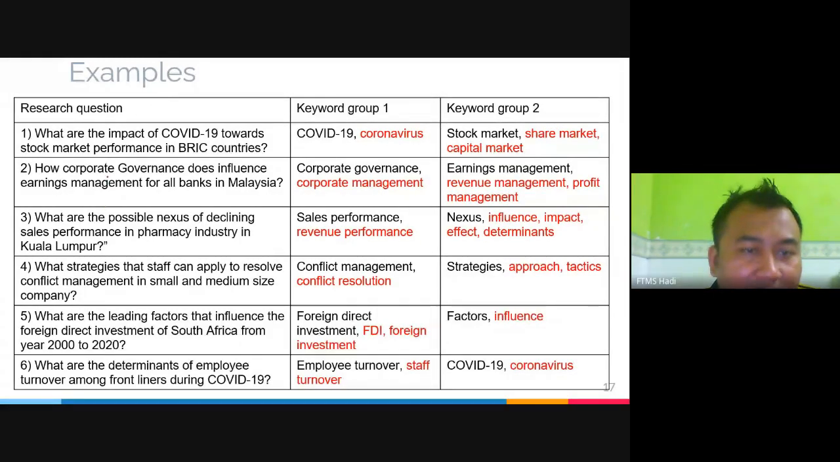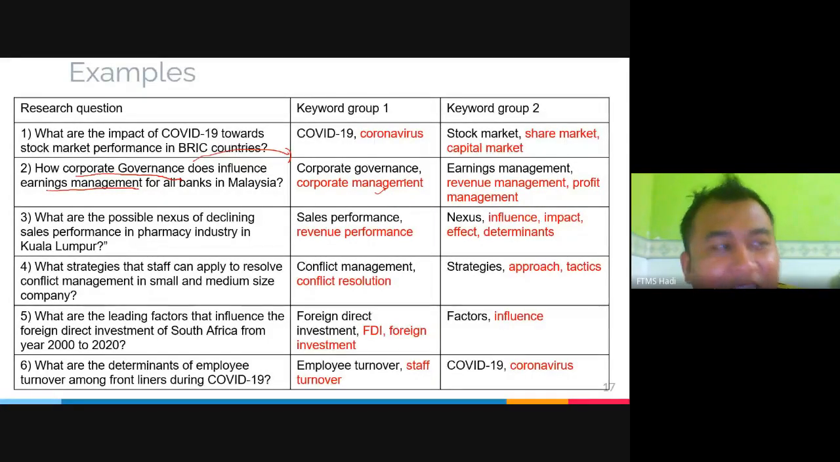Okay, let's have a look at the second research question. This is for accounting students: How does corporate governance influence earnings management? This is the first keyword. Earnings management is the second keyword. For the first keyword group, corporate governance, if you search, you can find another word, corporate management. Almost similar thing.